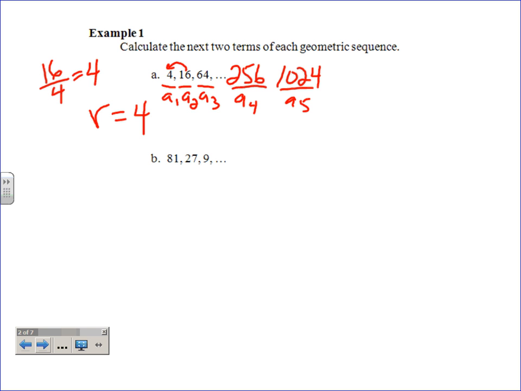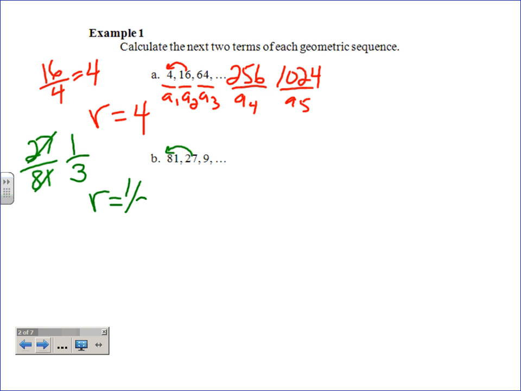Now letter B, seeing the numbers are going down, obviously is going to be a little bit more complicated. But once again, you're probably going to want to figure out R first. If you can't tell this one, this is definitely a case where maybe you might be slightly confused. So take one term and divide it by the previous term. So 27 divided by 81. Obviously, we're not going to leave it like that. And it happens to work out quite nicely that 27 goes into there once, goes into there 3 times.